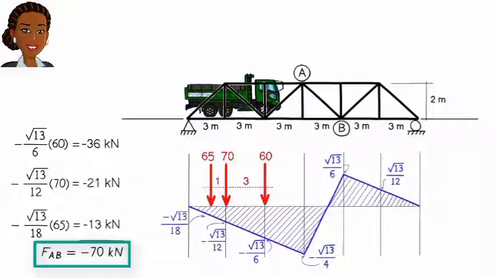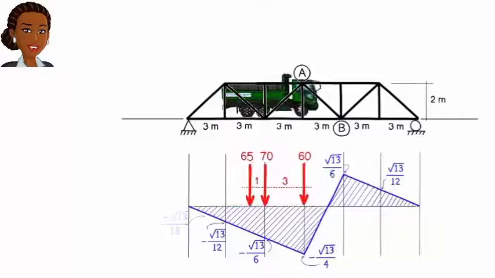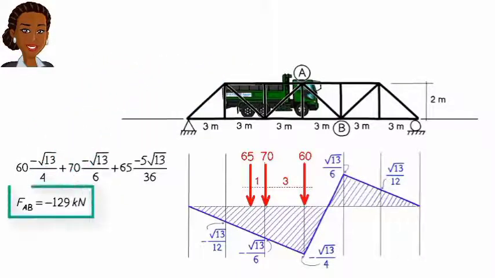To answer this question, we need to consider the other potential truck locations that create a large compressive force in AB. A visual inspection of the influence line suggests at least one more position for the truck that could produce a large member force. If the truck drives forward by 3 meters, we get this configuration for the load series. This position results in a compressive force of 129 kilonewtons in AB. So, are we done here? Did we find the largest possible compressive force in AB?